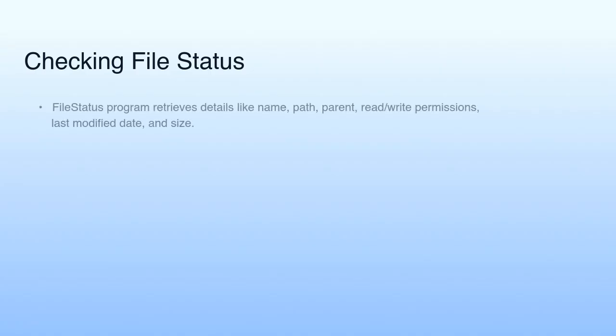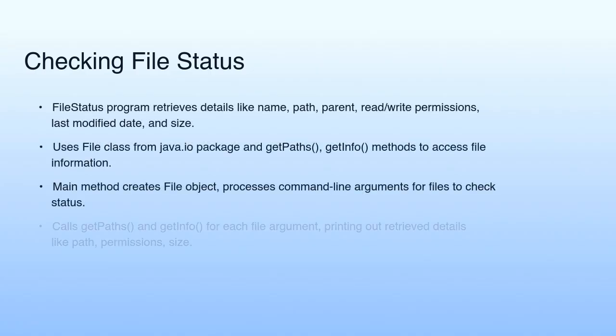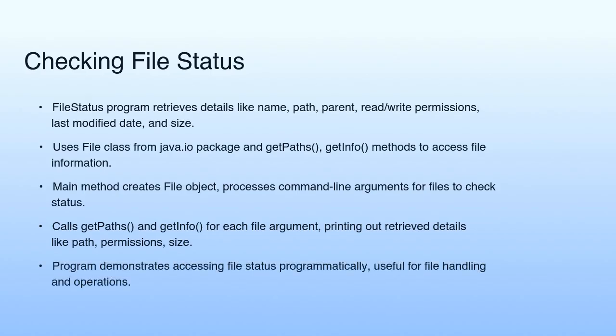The file_status program retrieves details about a file, such as its name, path, parent directory, read and write permissions, last modified date and size. It uses the File class from the java.io package and the getPaths and getinfo methods to access this file information. The main method creates a file object and processes command line arguments for the files to check status. It then calls getPaths and getinfo for each file argument, printing out the retrieved details like the path, permissions, and size. This program demonstrates how to access file status programmatically, which is useful for file handling and operations.